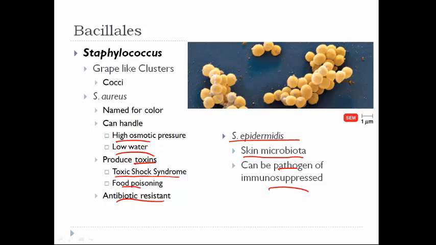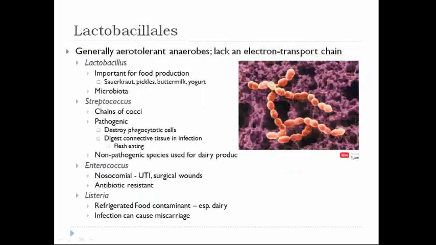It can cause sickness if your immune system doesn't keep it in check. Now, Lactobacillus, these organisms are aerotolerant anaerobes. They lack the electron transport chain. Lactobacillus is important for sauerkraut, pickles, buttermilk, yogurt, different types of food production. It is a microbiota. It is important for you to have.